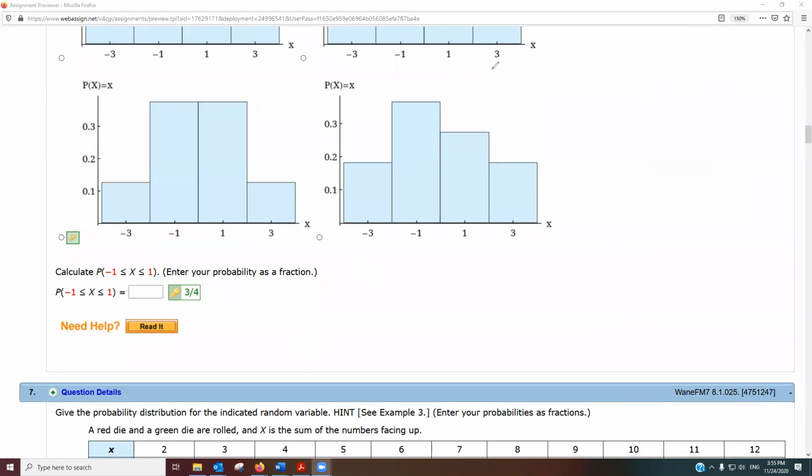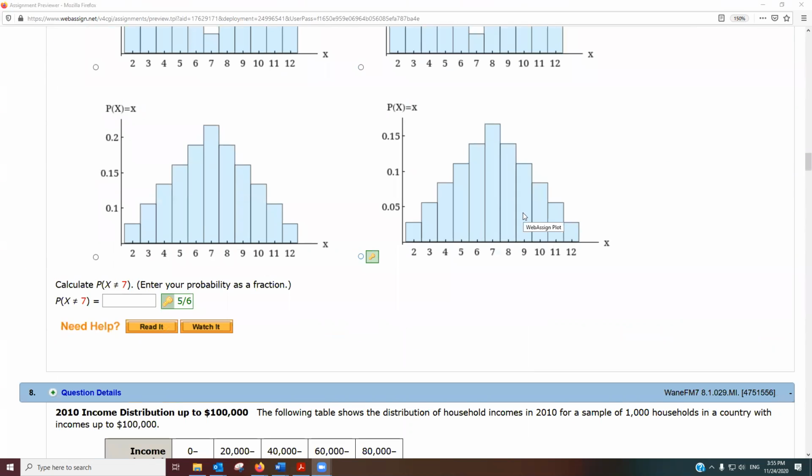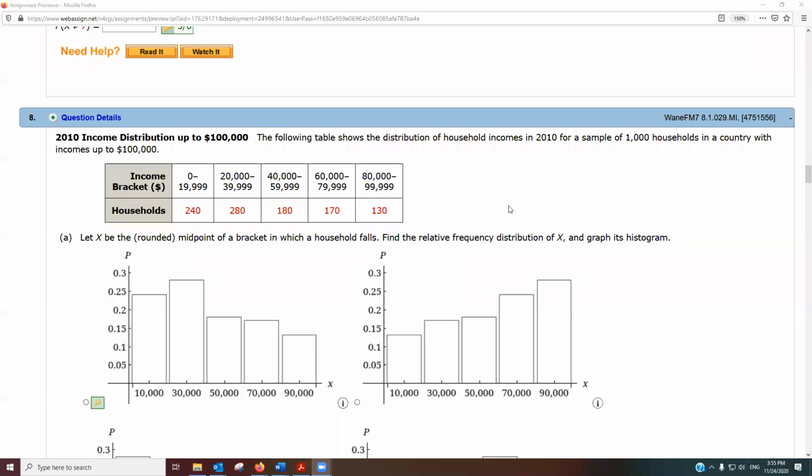All right, so let's go down here a little bit. Let's do one of these examples with income distribution. What they want me to do is figure out the probability for each one of these numbers of households. The way I'm going to do that is add up and get the total. And then let me find the probability that someone makes between 0 and 19,999. Well, that's going to be taking this entry, 240, and dividing by the total.